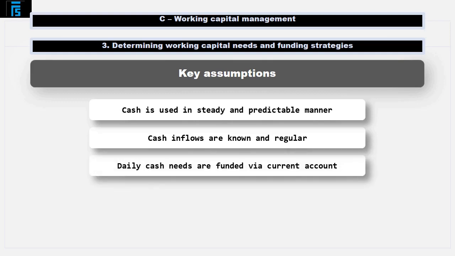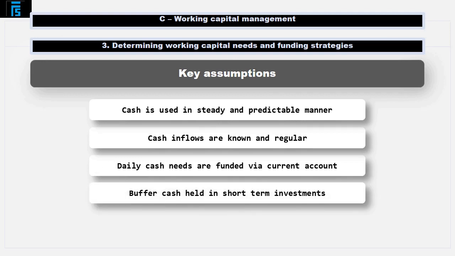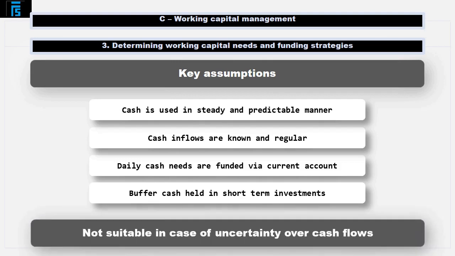3. Daily cash needs are funded via a current account and buffer cash held in short-term investments. These assumptions are more likely to occur and something that most businesses would strive to achieve. However, anyone who works in business will know that this is often not the reality, and day-to-day expenditure could be funded by short-term loans, etc. So, as you can see, in reality, this model is not suitable where there is uncertainty over cash flows. That said, it is a useful calculation to do as it draws awareness to transaction cost and the opportunity cost of cash stored in the business rather than investing it.